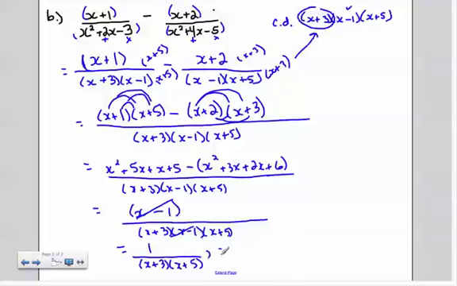Can't forget my restrictions though. I'm going to go back up to this line here, and I'm going to find what would make each bracket equal to 0. I'm going to go in order from least, so negative 5 from this bracket, negative 3 from that bracket, positive 1 from that bracket. So those are the numbers that x can't be, or else there's a division by 0 in this question, and it can't be done.